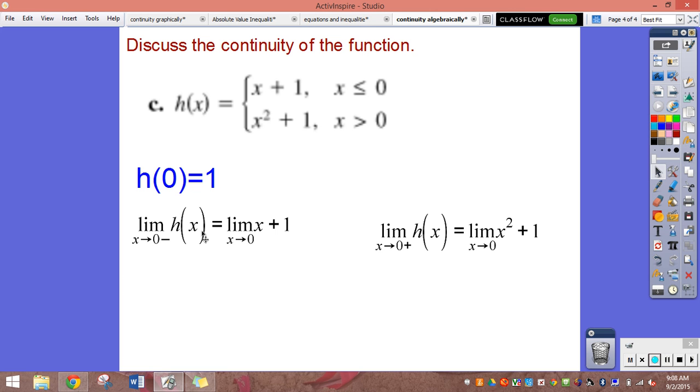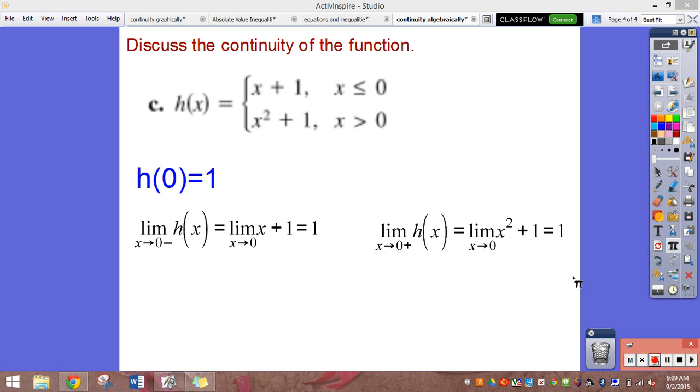The limit of h of x as x approaches 0 from the left would be equal to the limit as x approaches 0 of x plus 1, because that's the function that defines the left side of the curve approaching x equals 0. And then the limit of h of x as x approaches 0 from the right would be defined by the function x squared plus 1. When I evaluate these functions, both of them are equal to 1. Since the left-hand and right-hand limits are equivalent, the limit does exist, and it equals 1.